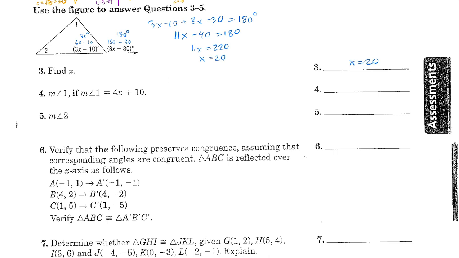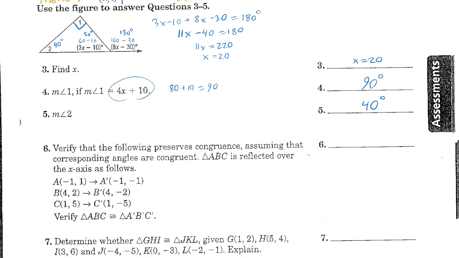Then it says find the measure of angle 1 if it's in this expression. Well, x is 20, so that's just 80 plus 10, or 90. Okay, so that's 90 degrees. Oh, we got a right angle here. And if that's 90 and the other's 50, we could just go ahead and subtract from 180 and get that this is 40. And sure enough, that was the next question, find the measure of angle 2.